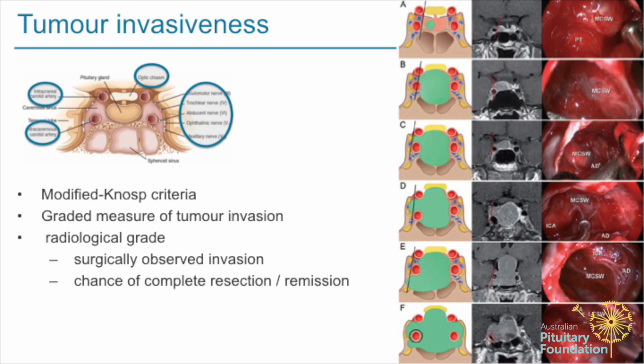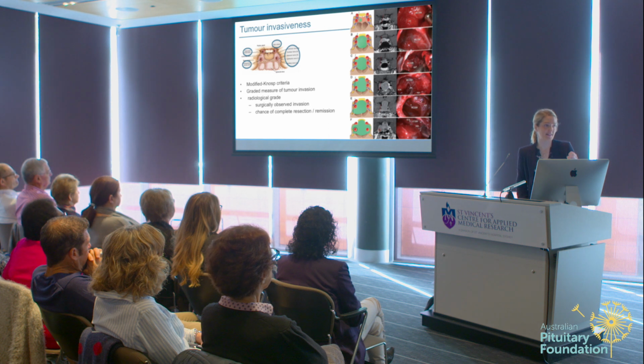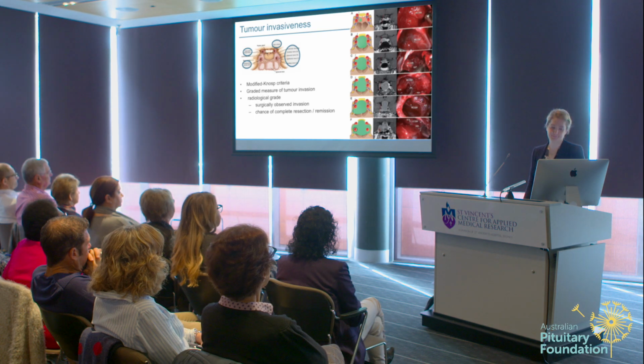We then also look at tumour invasiveness. We have various criteria that we look at radiologically that helps us to grade this, and one of those is the modified NOS criteria, which I have illustrated here. Basically, it's a graded measure of tumour invasion that you can see there as to how far it spreads outside of its normal area. With increasing radiological grade of the tumour, we know that that leads to increased invasion that the surgeons observe when they're operating. And we also know that that leads to decreased chance of complete resection and/or of hormonal remission.